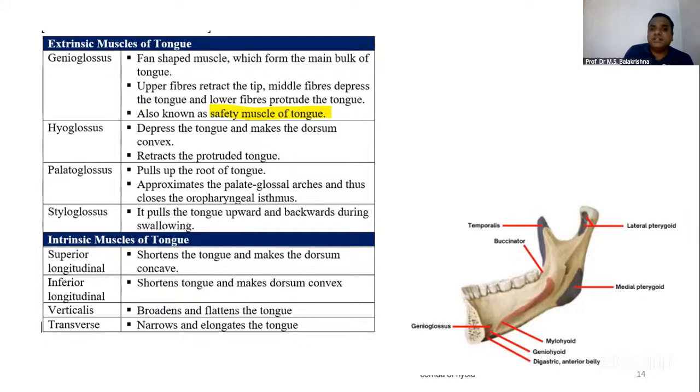Intrinsic muscle shortens and makes the tongue dorsum concave. And then you have got inferior longitudinal, which shortens the tongue and makes the dorsum convex. Verticalis muscle broadens the tongue. If the tongue is like this, it will broaden and flatten the tongue. Transverse muscle narrows and elongates the tongue. So these are the basic things you should learn.